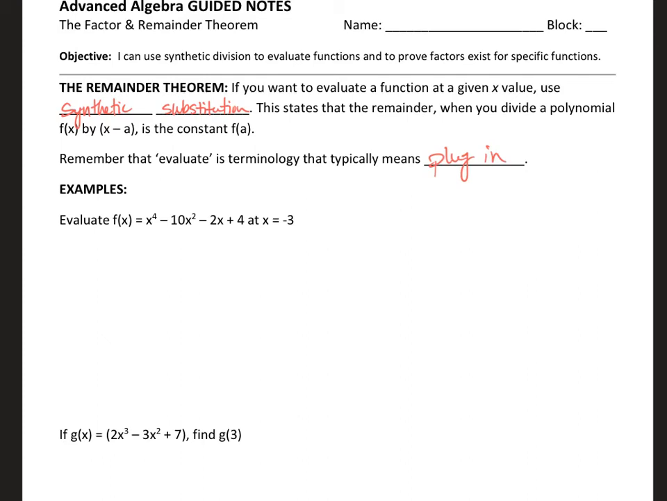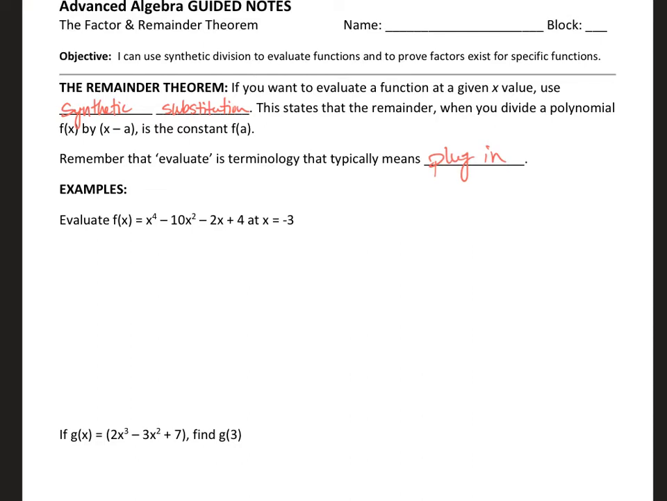All right, today's lesson, guys, we're going to use synthetic division to evaluate functions as well as prove that factors are either part of the polynomial function or are factors of that polynomial function, or they are not. The remainder theorem: if you want to evaluate a function at a given x value, use synthetic substitution. If you know what we did yesterday, we did synthetic division. We're essentially going to do the same thing, only now we're substituting in a number to evaluate that specific function at that x value. So real quick, remember that evaluate is terminology that means plug in.